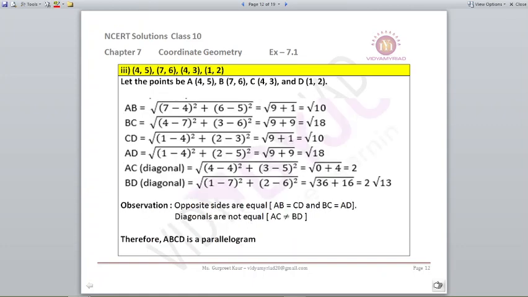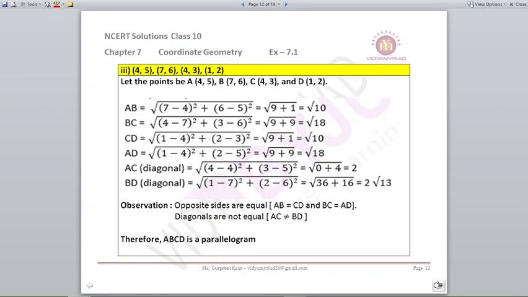4, 5, 7, 6, 4, 3, 1, 2. So finding out the sides, AB comes out to root 10, BC comes out root 18, CD is coming out root 10, AD is coming out root 18. And we also check the diagonals. For diagonals, AC comes out to be 2 and BD comes out to be 2 root 13.